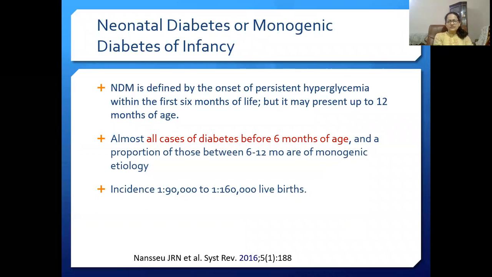So neonatal diabetes is also known as monogenic diabetes of infancy, and it is typically defined as onset of persistent hyperglycemia within the first 6 months of life. However, this condition may present up to 12 months of age. And nearly all the cases of diabetes before 6 months of age are neonatal diabetes, that is, they are monogenic in etiology. And a small proportion of cases with onset between 6 to 12 months are also of monogenic etiology. The incidence is 1 in 90,000 to 1 in 160,000 live births.